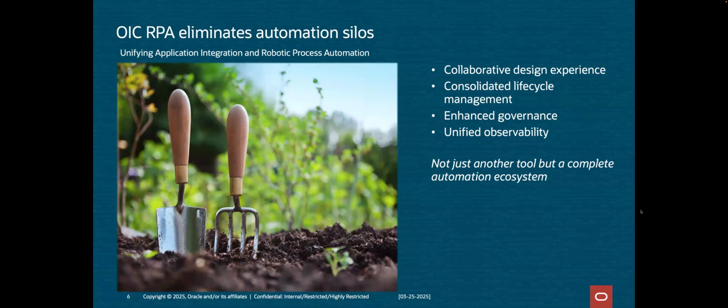So introducing RPA into Oracle integration, what does this do for a customer? It eliminates automation silos. What do we mean by eliminating automation silos? We have seen in a customer's ecosystem that integration and robotic process automation are standalone platforms. They're often separate departments or pillars, and they don't have any kind of collaboration.